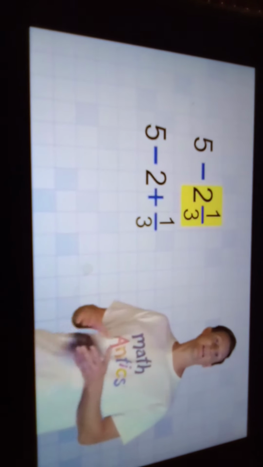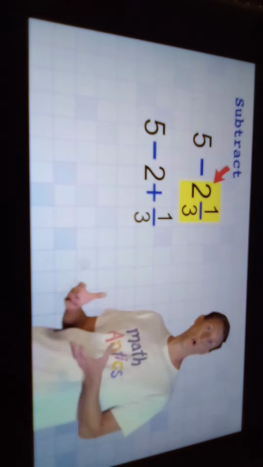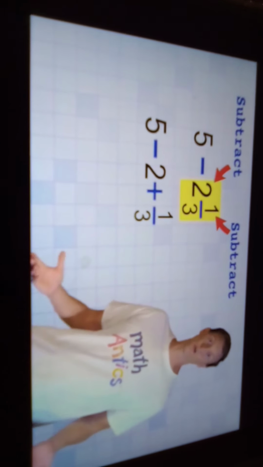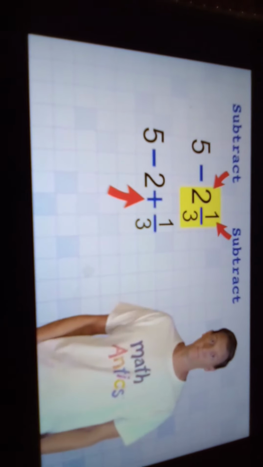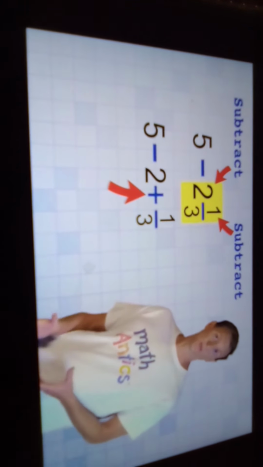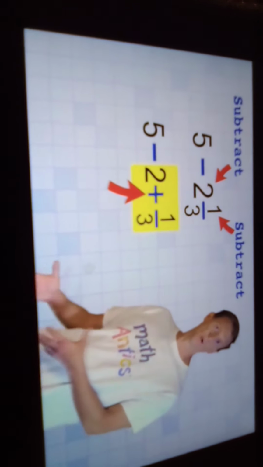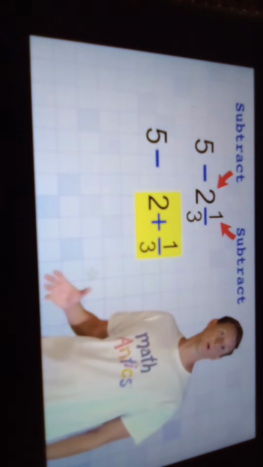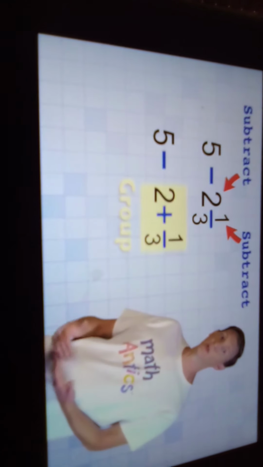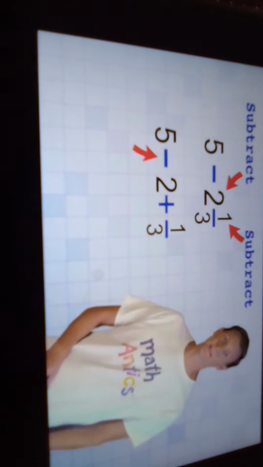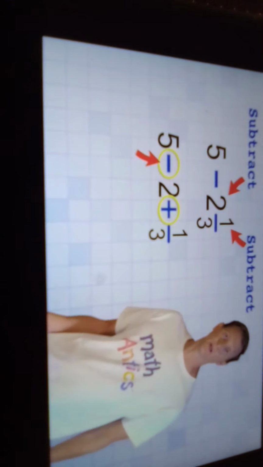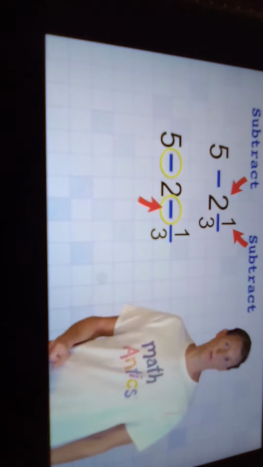Well, when we subtract a mixed number, we need to subtract the entire mixed number. We need to subtract the whole number part, and we need to subtract the fraction part. But we didn't subtract the 1/3, we added it. That's because when we rewrote the mixed number as a sum of a whole number and a fraction, we forgot, or we didn't realize, that they form a group. We just put the 2 plus 1/3 right after the minus sign, and it made it look like we should subtract the 2 and add the 1/3. But we actually should have subtracted both of them.